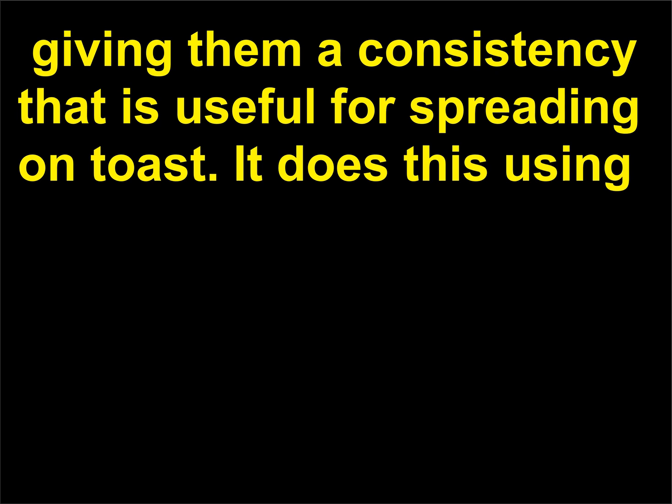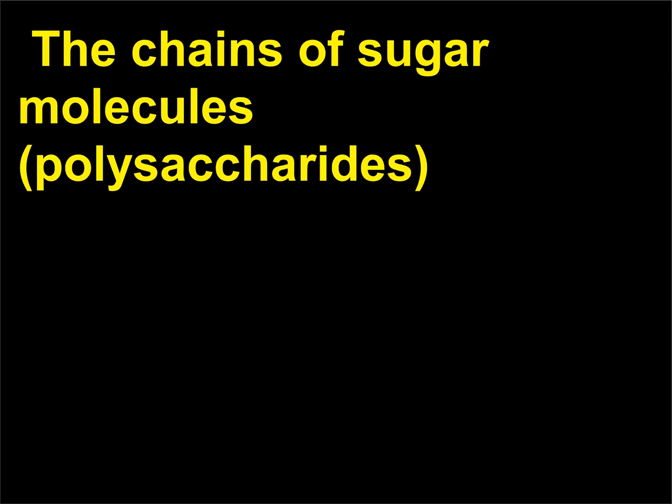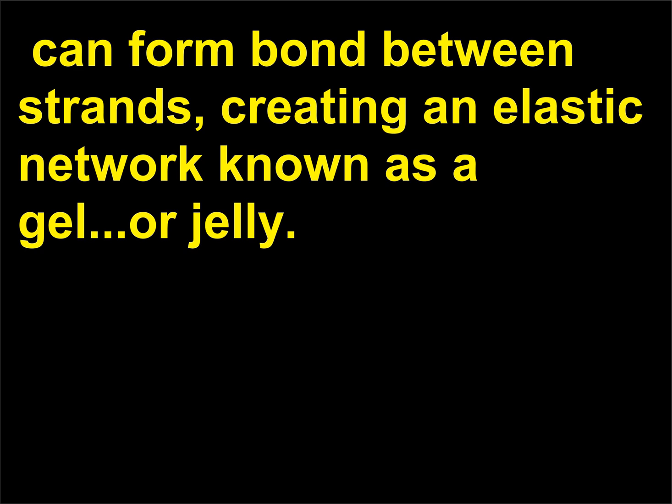It does this using a very similar mechanism as the one it uses to keep plant cells together. The chains of sugar molecules, polysaccharides, can form bonds between strands, creating an elastic network known as a gel, or jelly.